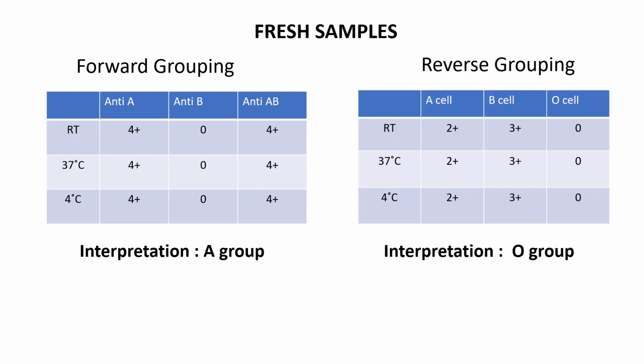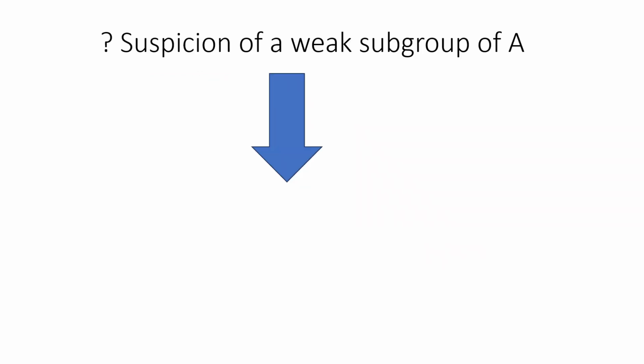In view of the group discrepancy, a fresh sample was asked from the patient and forward and reverse grouping was repeated at all 3 temperatures. The results of forward grouping showed the same result in all 3 temperatures and the interpretation being same as before, A group. The reverse grouping showed the same result in all 3 temperatures and the interpretation being as O group. Hence, this is a case of group discrepancy.